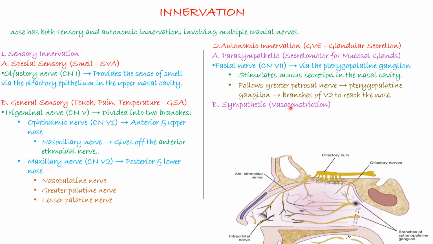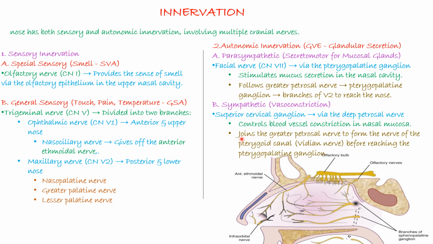The sympathetic, that is the vasoconstriction of those mucosal glands, is given through the superior cervical ganglion and via the deep petrosal nerve. And this controls the blood vessel constriction in the nasal mucosa. The deep petrosal nerve usually joins the greater petrosal nerve, which we have seen provides the parasympathetics, to form the nerve to the pterygoid canal just before reaching the pterygopalatine ganglion. And then in the pterygopalatine ganglion, these parasympathetics and sympathetics are given off there, whereby they reach the nose.